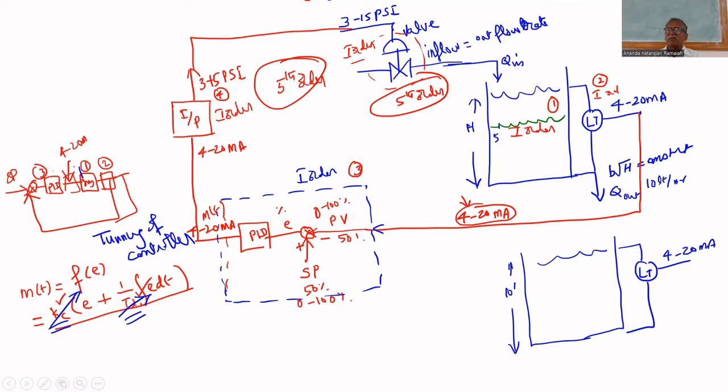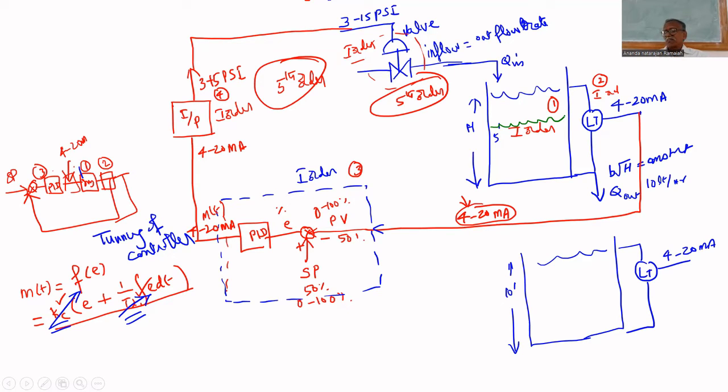Because if you obtain the mathematical model at 25%, it will be different from the mathematical model at 50%, at 75%, at 90%. It will be different because it is a nonlinear process. For small changes only, we are going to find the mathematical model. For large changes, it may not work. Those things we will study in theory.